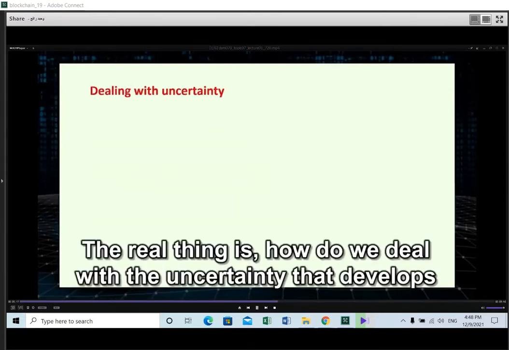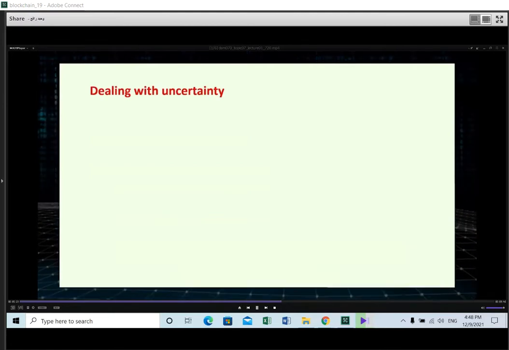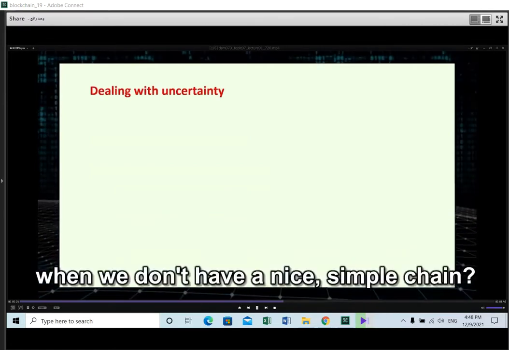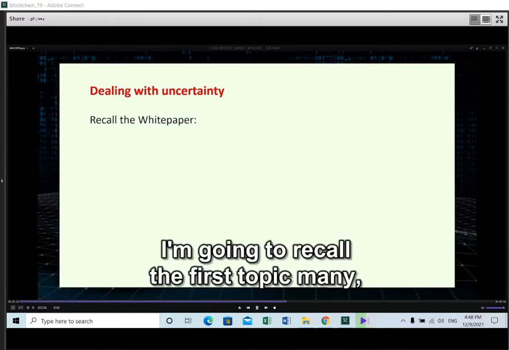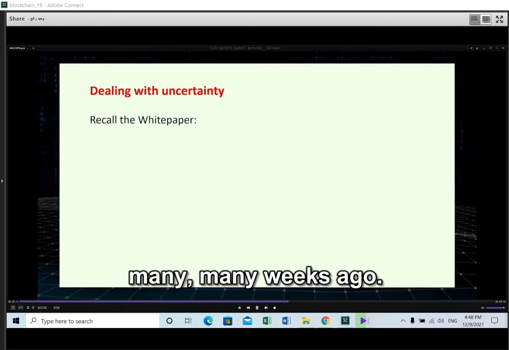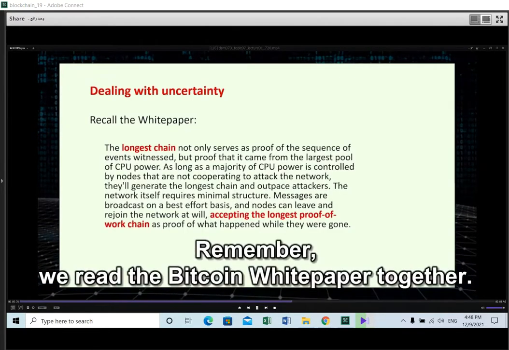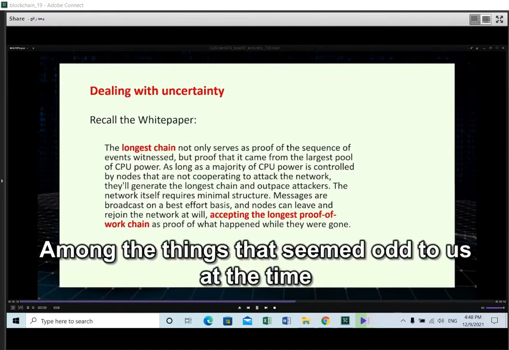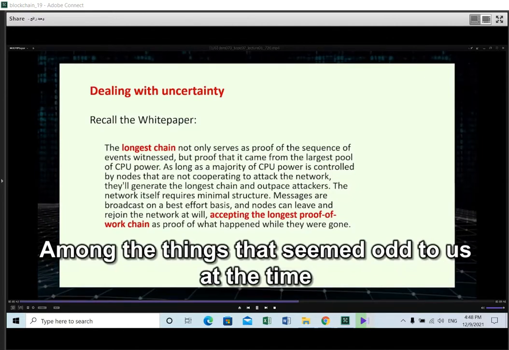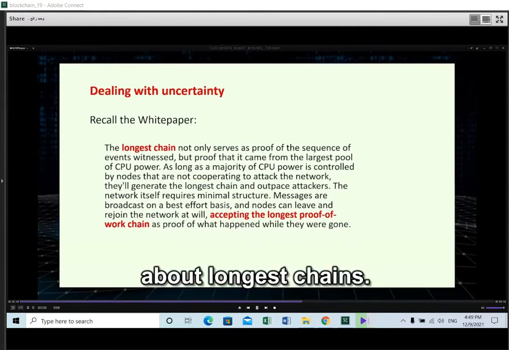But the real question is, how do we deal with the uncertainty that develops when we don't have a nice simple chain? I'm going to recall our first topic many weeks ago. Remember, we read the Bitcoin white paper together. Among the things that seemed odd to us at the time in what was being insisted upon there was all this talk about longest chains.